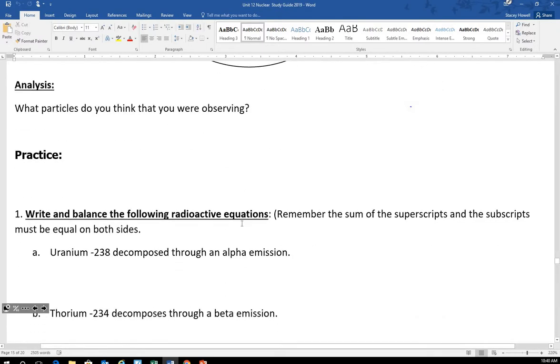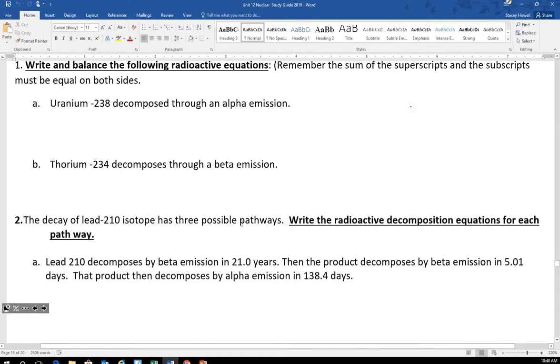Okay? So on this next part right here, we're going to practice writing equations. This is still part of the lab. I'm going to do a couple of them with you. So let's do this first one. Uranium-238. How do I write it? Big U, 238. What number is uranium? Down in the F.